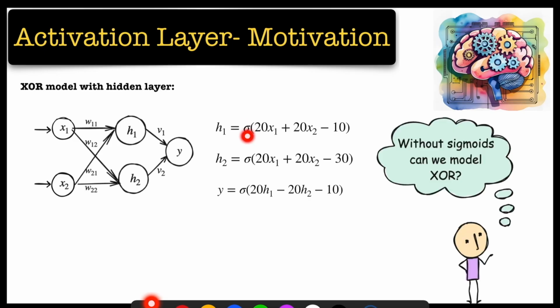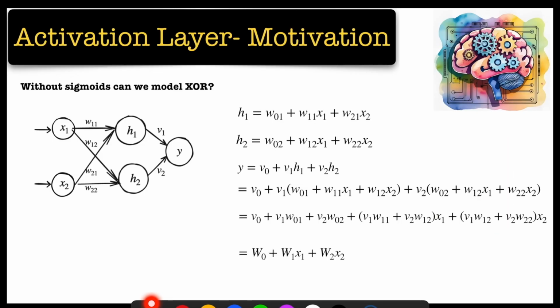Now, without these sigmoids, can we model the XOR function? Is it possible? Let's see why not. Let's say we don't have the sigmoids. So these are the weights here. Let's represent H1 with those weights, and also let's introduce some bias here, B1 with weight W01, and here we are getting a bias B2 with W02.